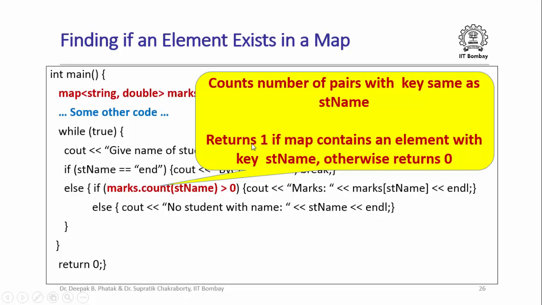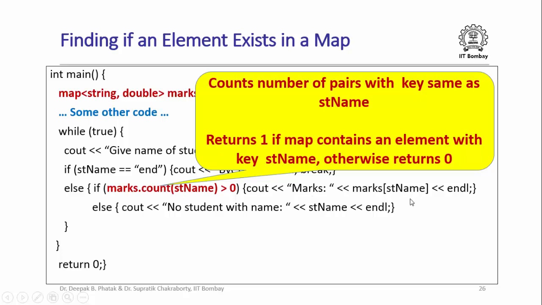So why is it 1? Because in a map we want all the keys to be distinct, so therefore there should only be one key value pair with a particular value of the key. So if I see that marks.count stname is greater than 0, it means that there is a key value pair in the map named marks in which the key matches stname.